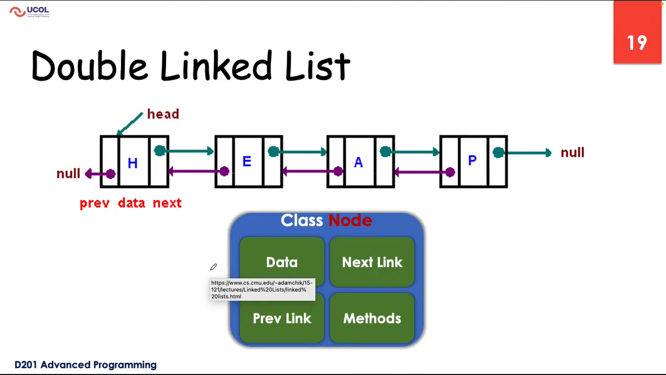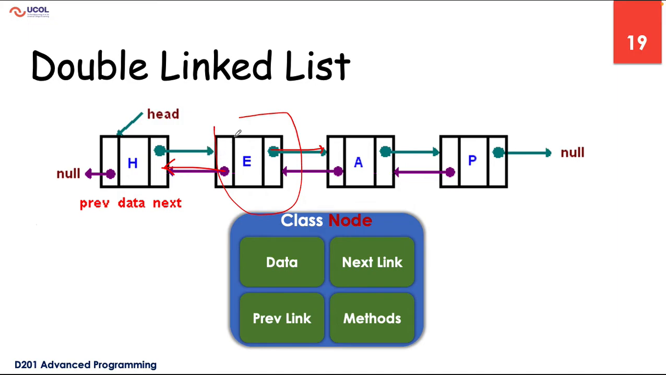Then we also have a double linked list. Double linked list means that it not only has the link of the next node, but it can also have the link of the previous node. Of course, this is the first node, it does not have a previous node, so that link is null. But this one has the link of the next node, and it also has the link of the previous node.